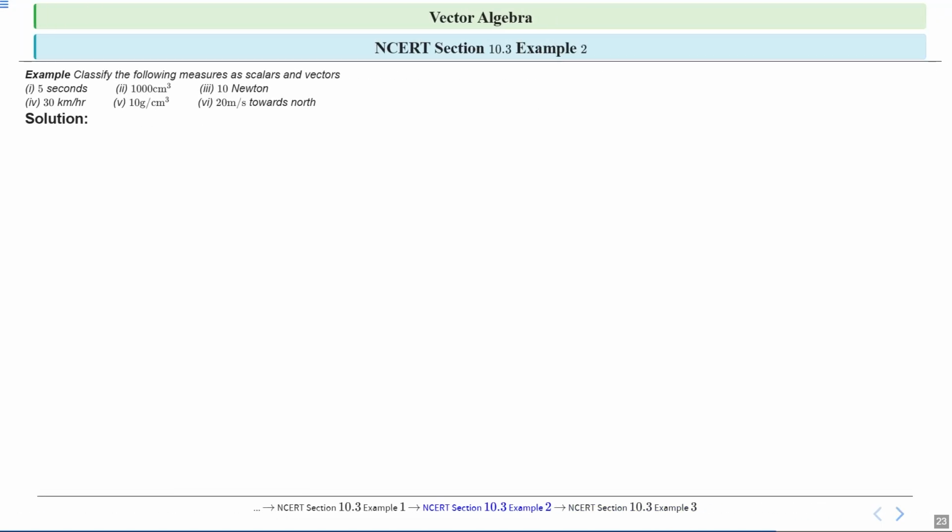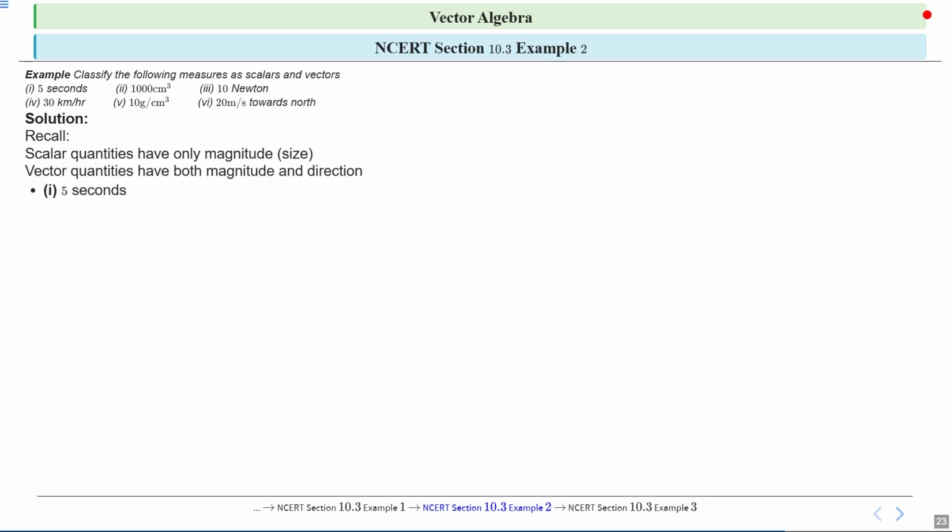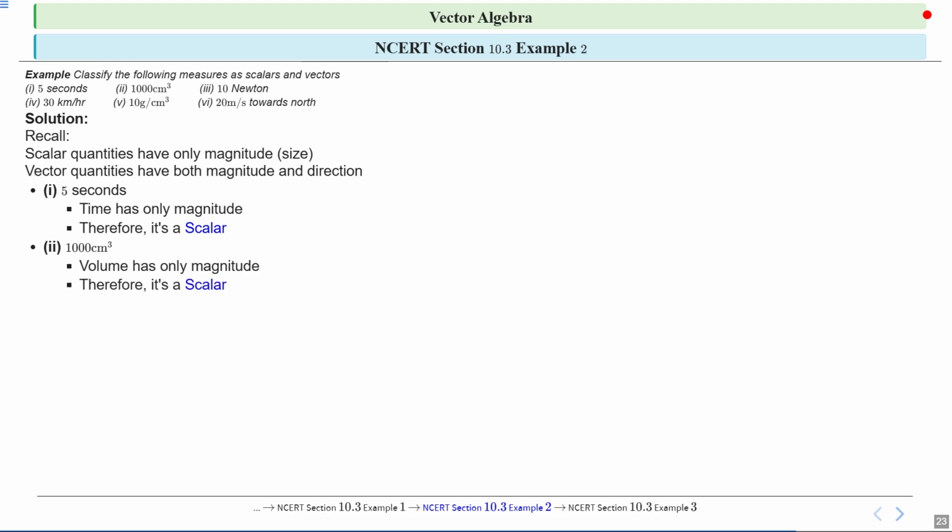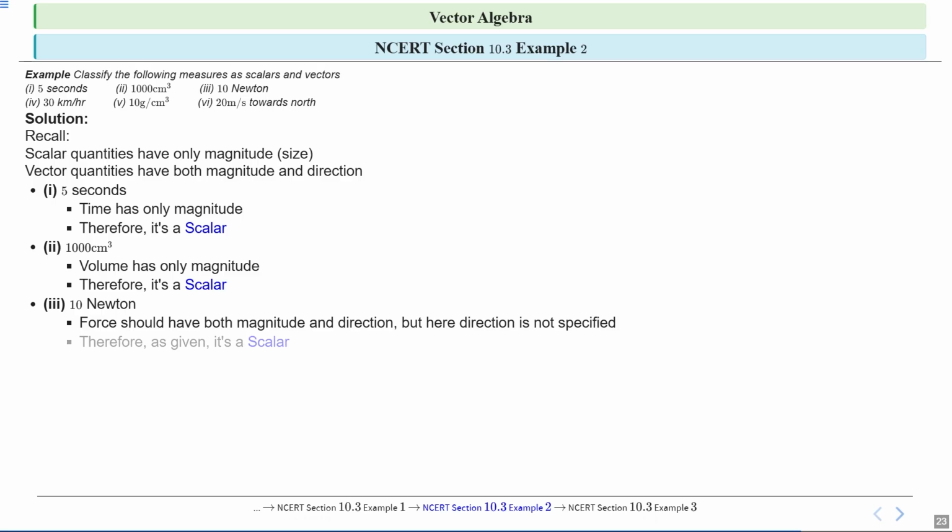So let's see how can we solve this. You can recall a scalar quantity has only magnitude, that is size, right? Vector quantities have both magnitude and direction. First, 5 seconds. So time has only magnitude, right? Therefore, it's a scalar quantity. Second, 1000 centimeter cube. Volume has only magnitude. Therefore, it's a scalar, right? Third, 10 newton. So force should have both magnitude and direction, but here direction is not specified. Therefore, as given, it's a scalar, right?